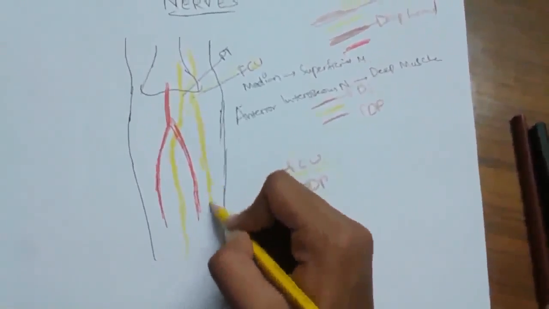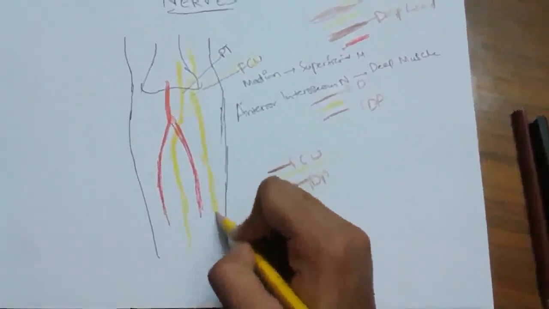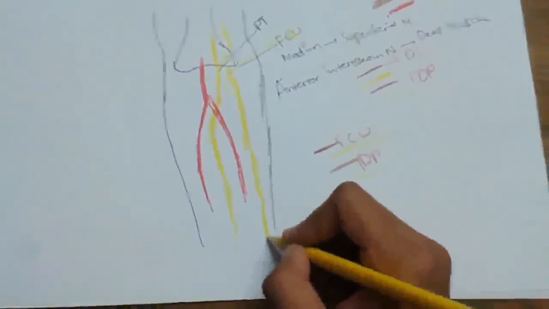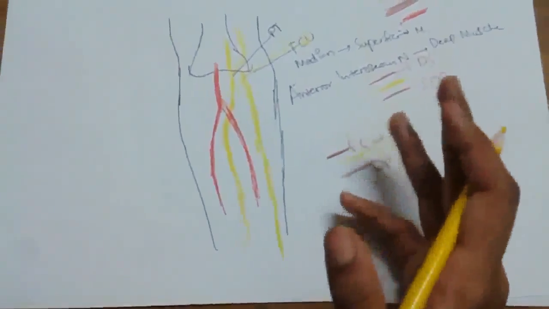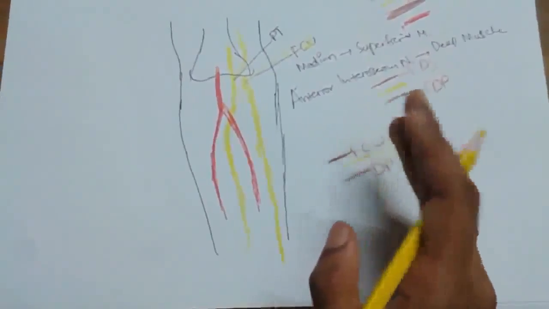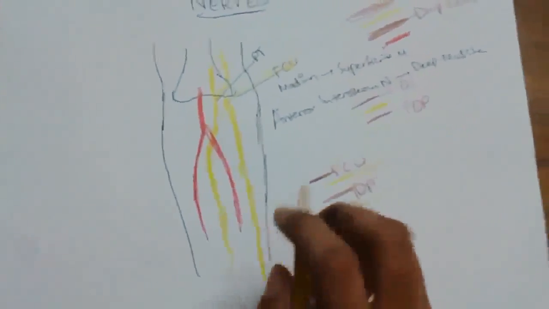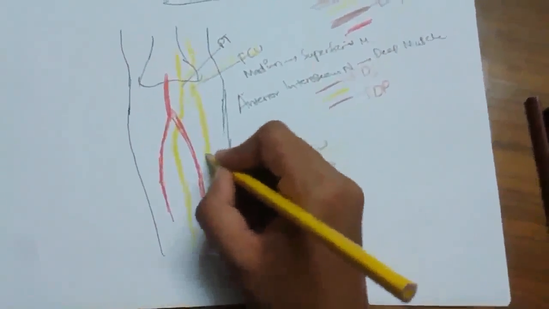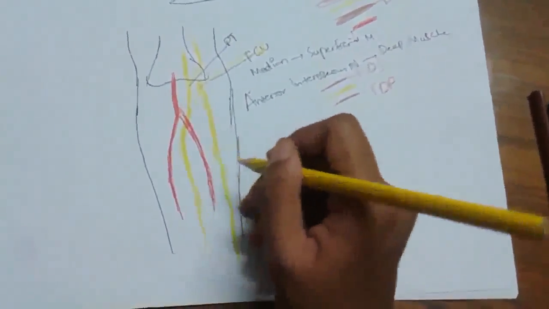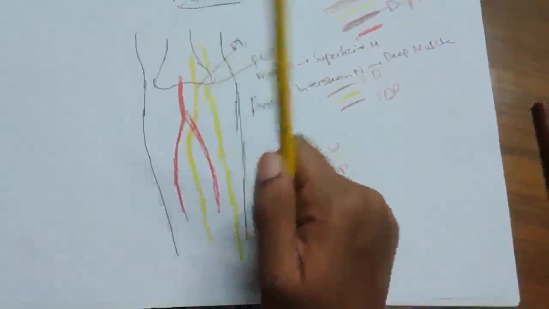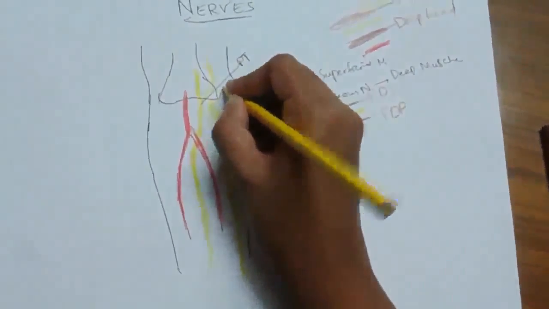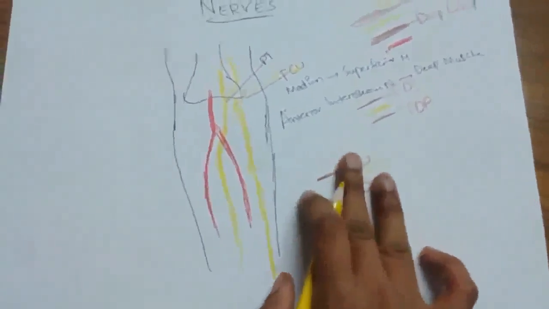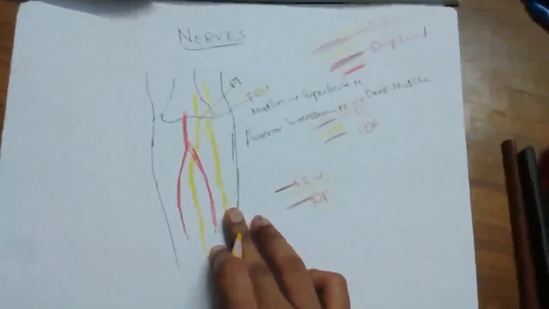And then it runs downwards and passes lateral to the pisiform bone and enters into the palm by passing superficial to the flexor retinaculum. Okay, this is ulnar nerve. Branches. It gives muscular branches to flexor carpi ulnaris and medial half of flexor digitorum profundus, which are not supplied by median nerve. It also gives an articular branch to elbow joint and also a palmar cutaneous branch and dorsal cutaneous branch. All these are the branches of ulnar nerve.